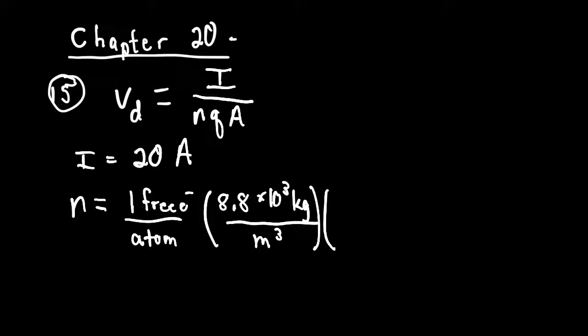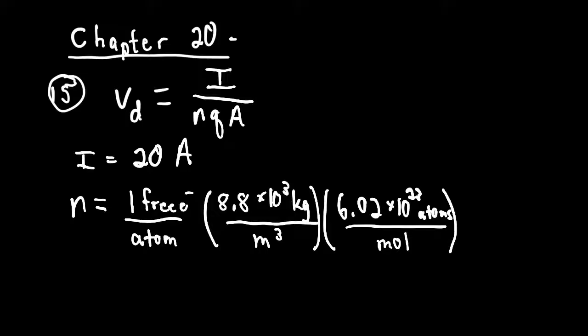So we take this free electrons per atom, take this density, and we need to get rid of this kilograms. So we can use Avogadro's number. Avogadro's number gives you the number of atoms per mole. So we have 6.02 times 10 to the 23rd atoms in a mole.